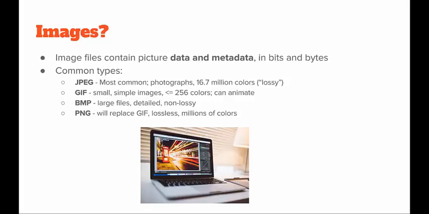Ultimately, all images are just numbers, little ones and zeros taken together, which, when interpreted, can be used to display an image. Some common types that are used on the web include JPEG, GIF, bitmap or BMP, and PNG, which is becoming more and more popular. JPEG is probably the most common image format used on the web, but PNG is quickly gaining ground.